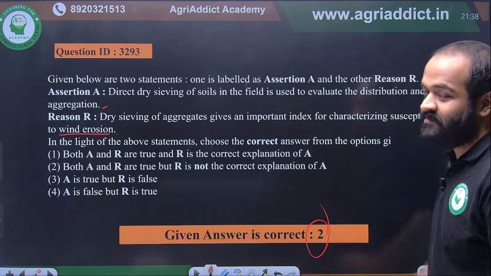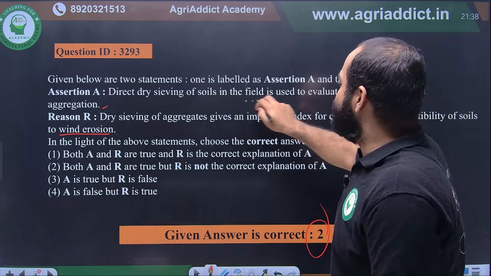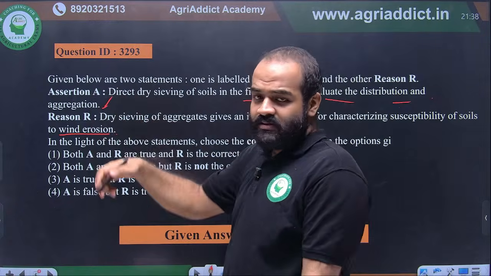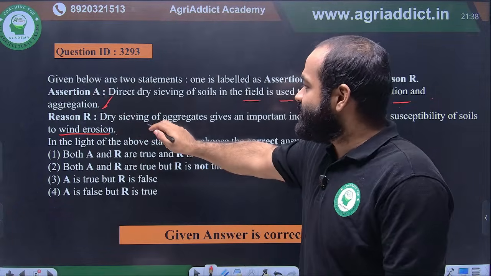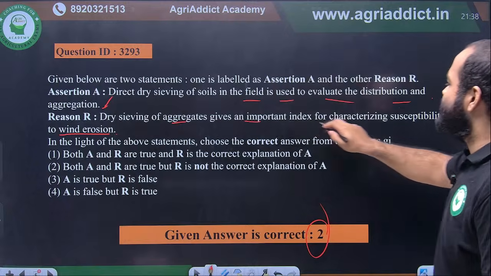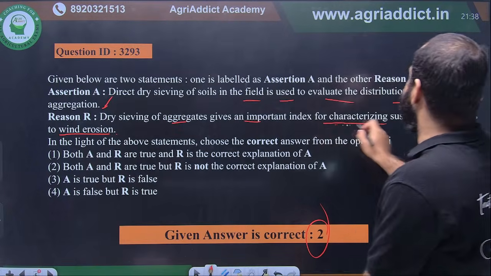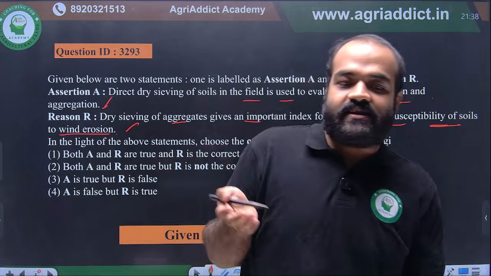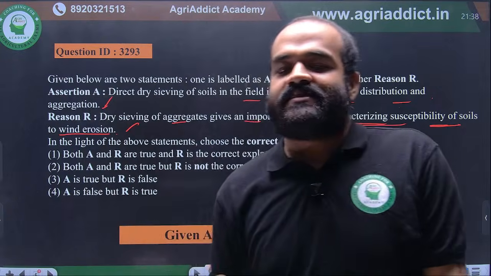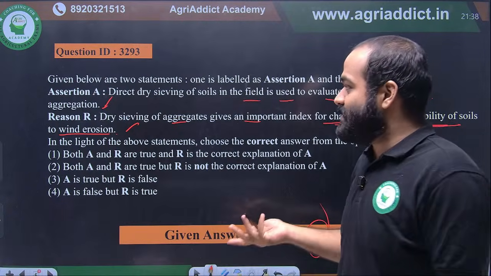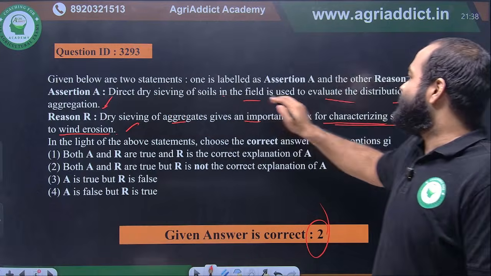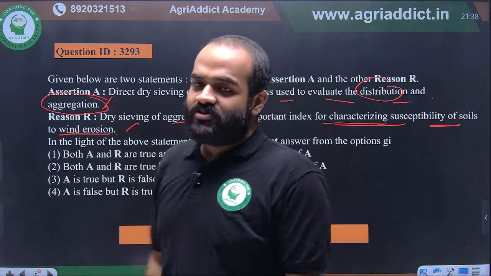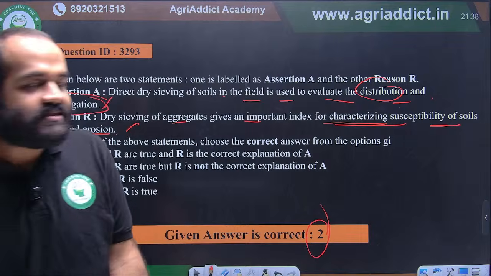What is wrong here? Direct dry sieving of soil in the field is used to evaluate the distribution and aggregation. This is unrelated to the reason statement. Dry sieving of aggregate gives an important index of characterizing susceptibility to wind erosion. This we know. Dry sieving is characterizing wind erosion. Wet sieving is characterizing water erosion. Simple. And the assertion is direct dry sieving evaluates the distribution and aggregation. Right? So here option 2 is okay.